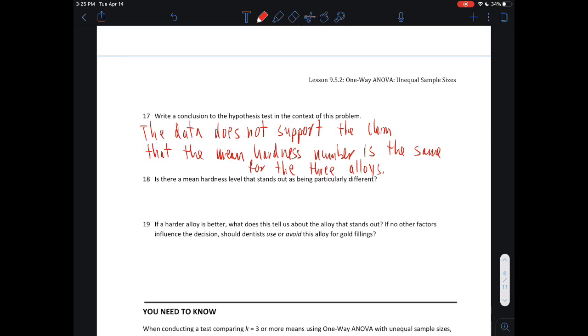Number 18, is there a mean hardness level that stands out as being particularly different? Again, I would just say, based off of the confidence interval graph that we saw, we can see that method 3 seems to be the most different.